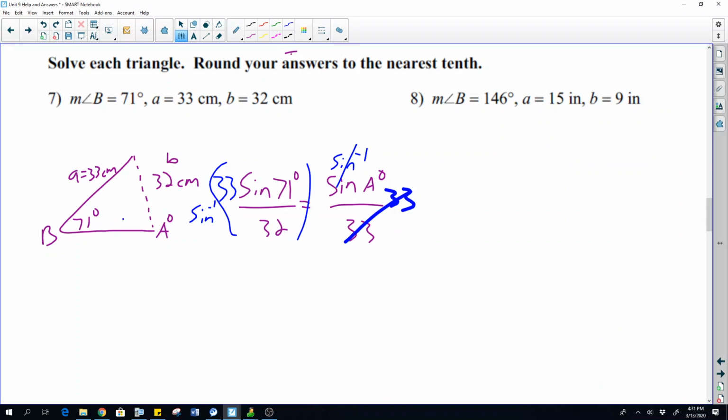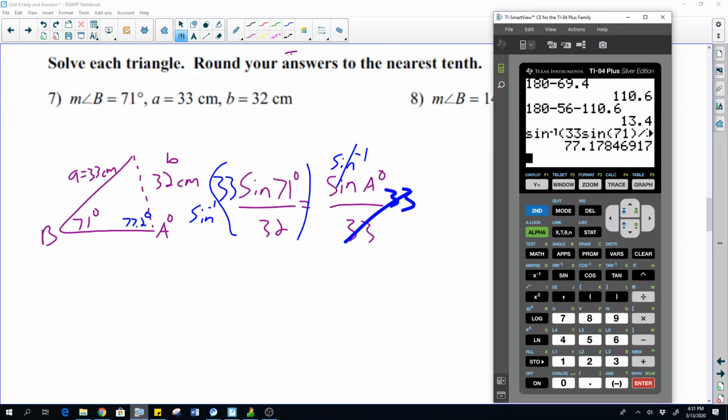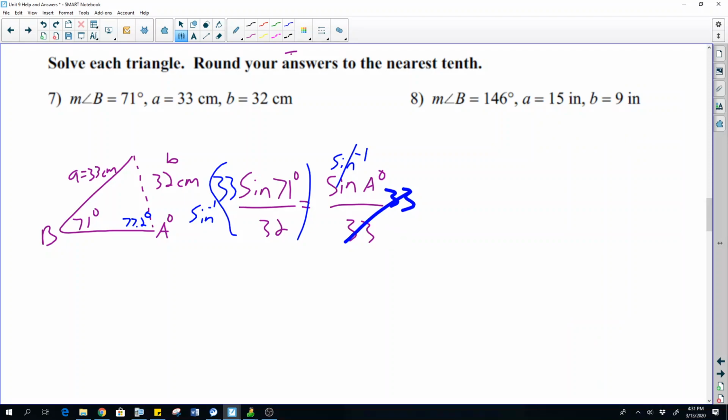So angle A is 77.2, and that's our other angle. Of course we can do 180 minus those two now, so minus 71 and minus 77.2. Now we have 31.8. So we have an acute triangle that works. 31.8 degrees. But there's only one triangle so far.